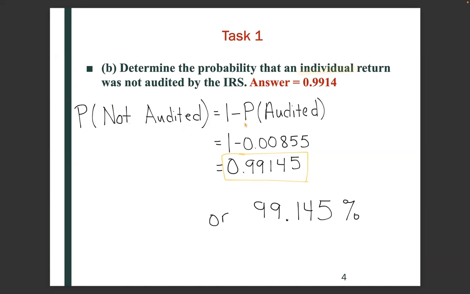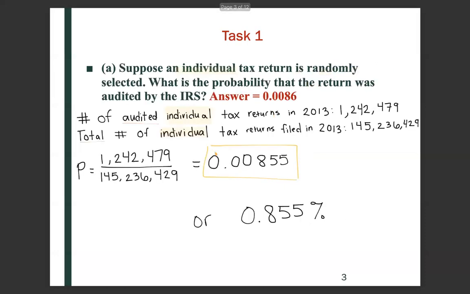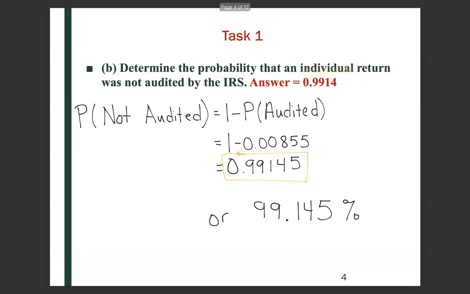And we just found this probability in task A here, because this was the probability that the return was audited, and we're dealing with individual. So we can just do 1 minus 0.00855, and that gives us 0.99145, or if we multiply that by 100 to get the percent, we would get 99.145%.